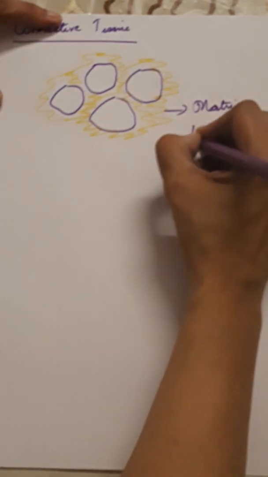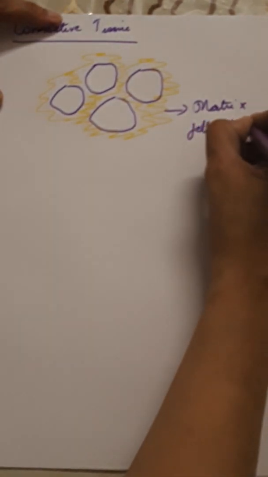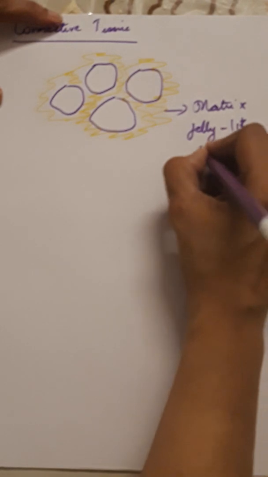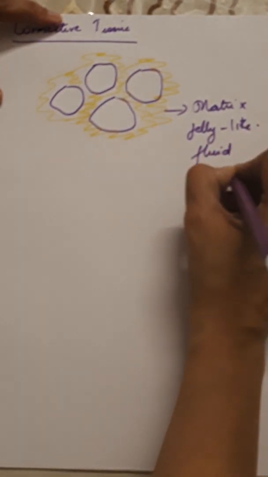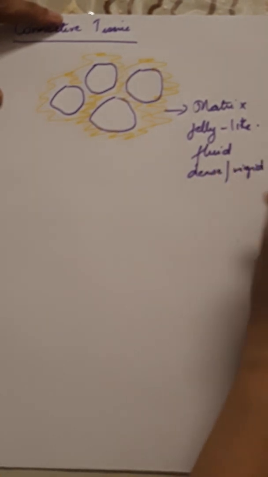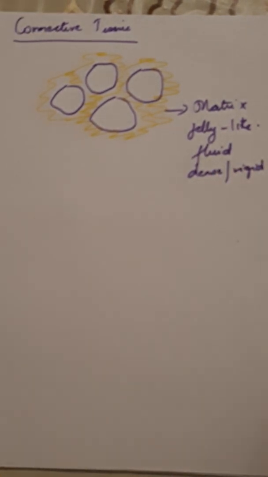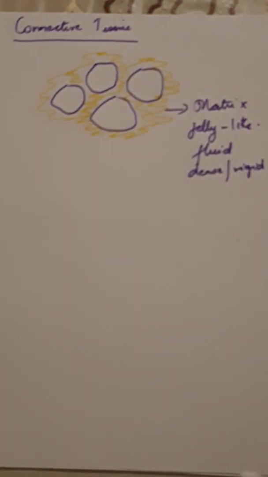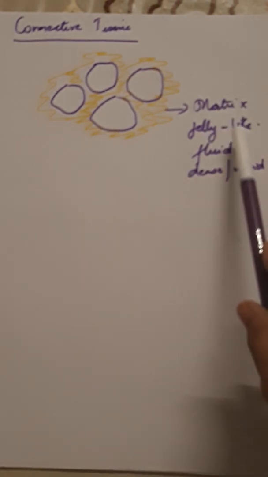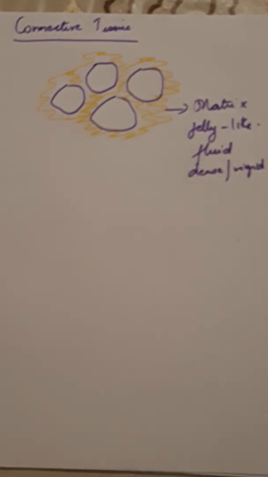Now this matrix, this background substance, may be jelly-like, or it may be in the form of a fluid, or it may be dense and rigid. Depending on the function that this connective tissue has to perform, the nature of the matrix will differ. So depending on what function it has to perform, the matrix may be jelly-like, it may be like a fluid, or it may be dense and rigid.